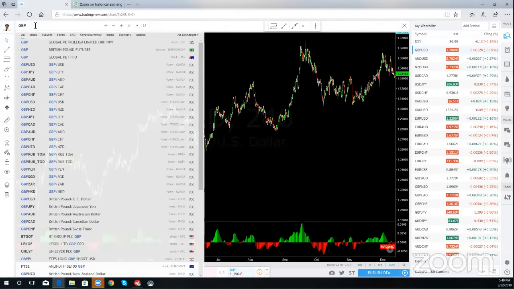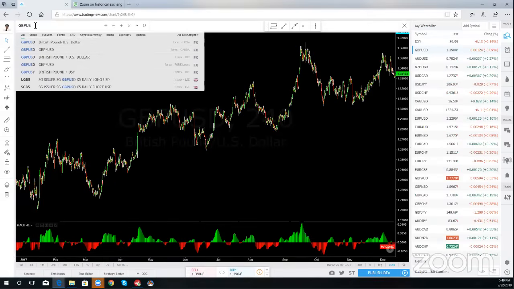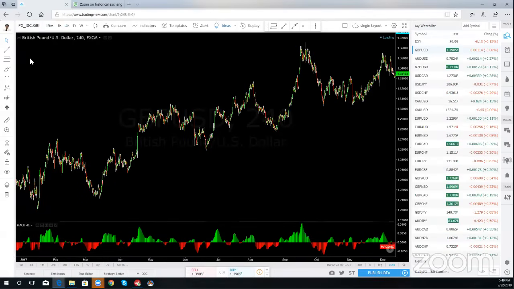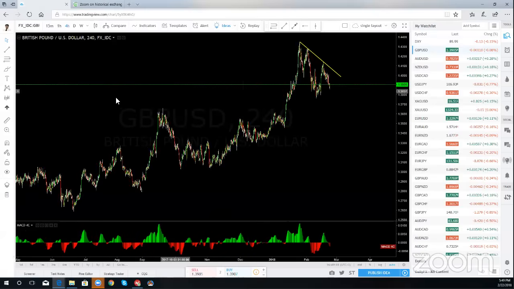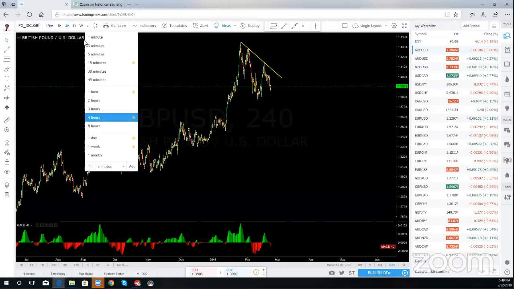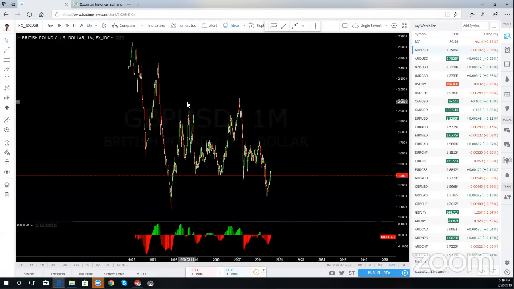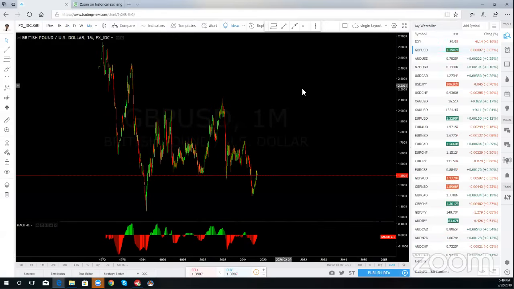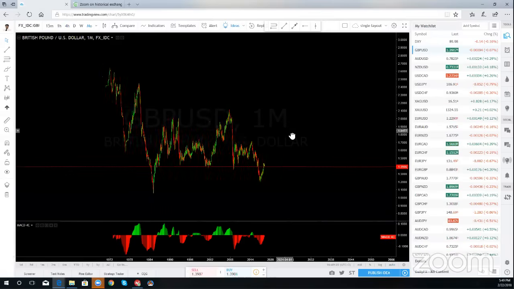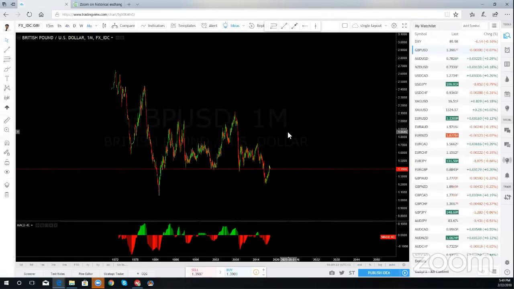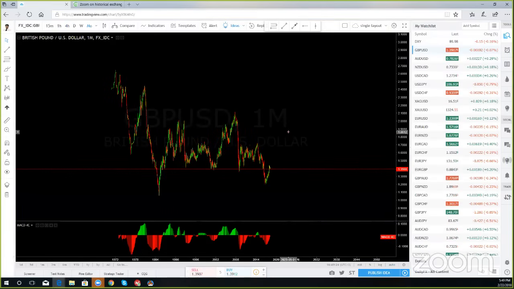Here is where I see a change in structure as well, right? On monthly, I think so. Okay, it's not on for some reason. But this is where we're seeing a change in structure, right? This is where we're seeing a change in structure.